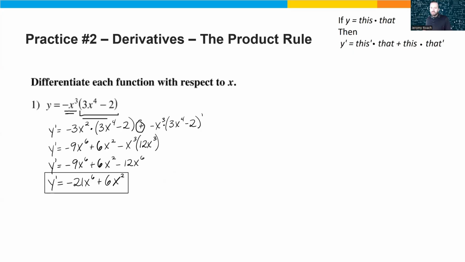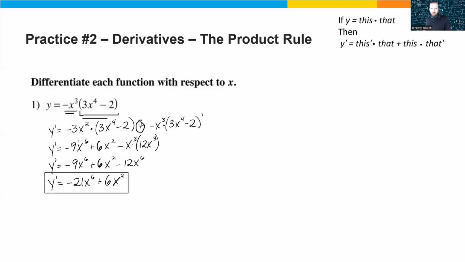So the derivative of the first term is negative 3x squared times just the second portion of this, the binomial, which is 3x to the fourth minus 2. Now we're going to add the first part, not taking the derivative of the first part, times the derivative of the second part, the binomial. So we take the derivative of the second part, we get 12x cubed. We leave all that there the same.